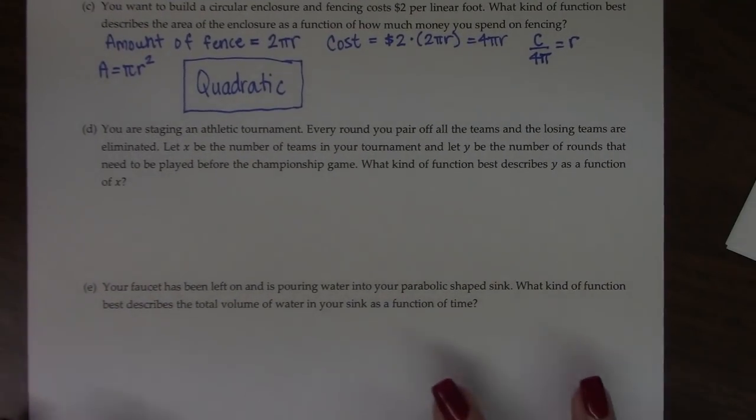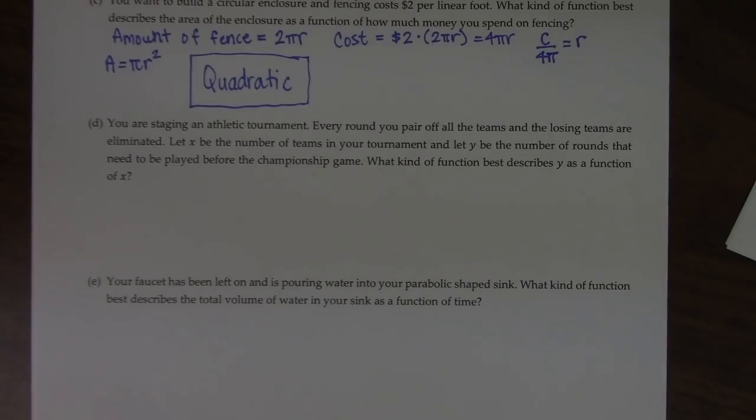D says you are staging an athletic tournament. Every round you pair off all the teams and the losing teams are eliminated. So this is a single elimination tournament. You lose and you're out. Let X be the number of teams in your tournament and let Y be the number of rounds that needed to be played for the championship game. What kind of function best describes Y as a function of X?